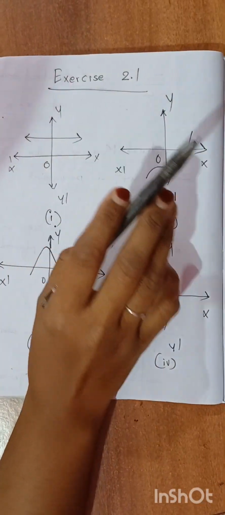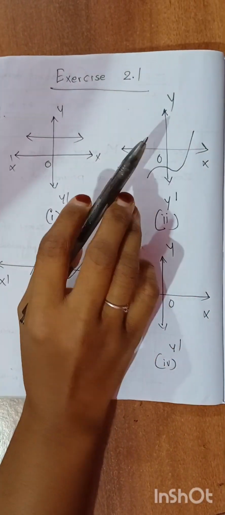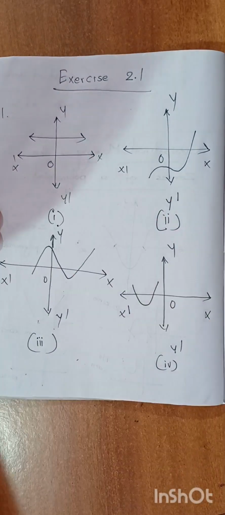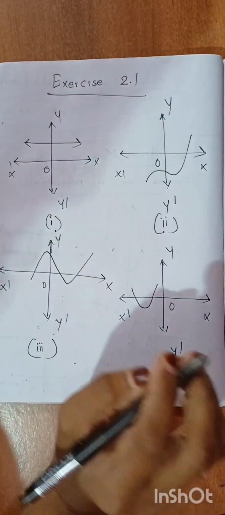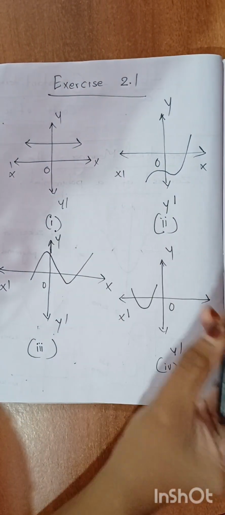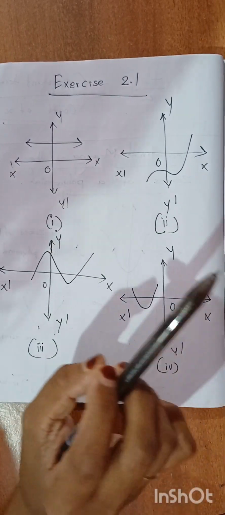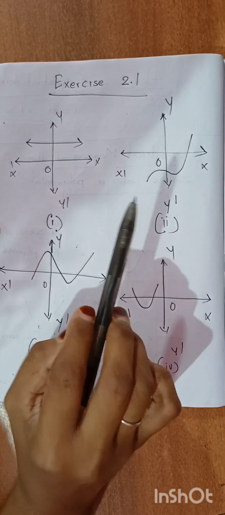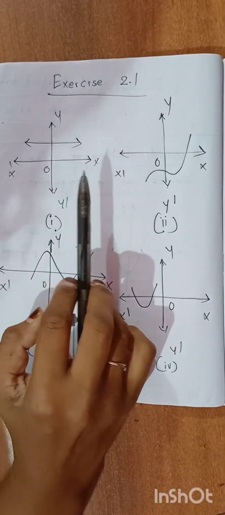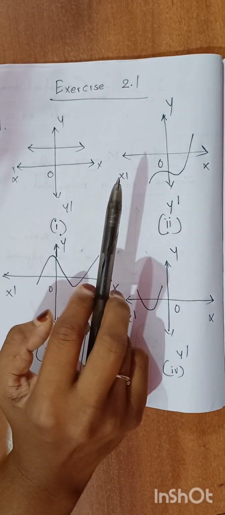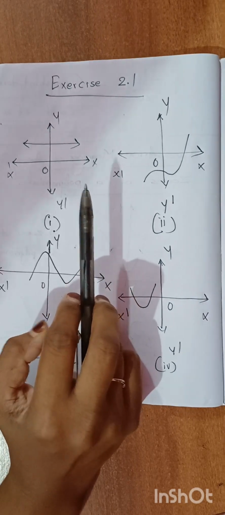Okay, next one is exercise 2.1. The first question has 6 sub questions given there, and in all the questions you have to find out the zeros. There are some curves and lines, and from that you have to find out the number of zeros. The question is to find out the number of zeros from the given graphs.